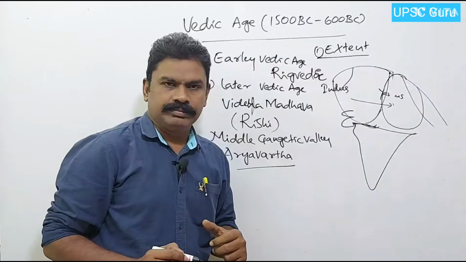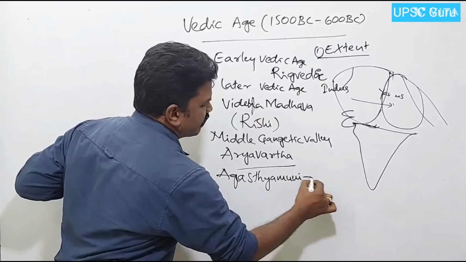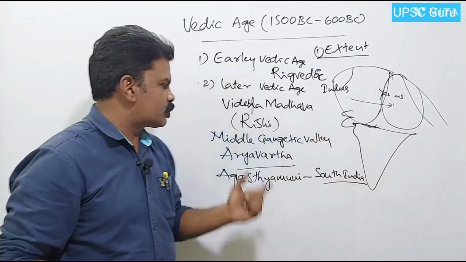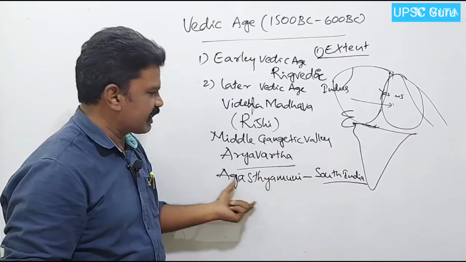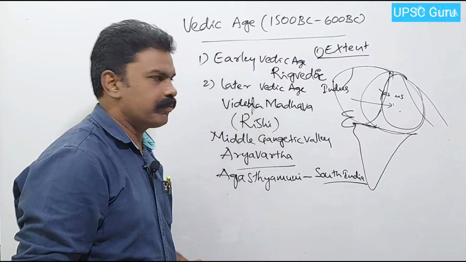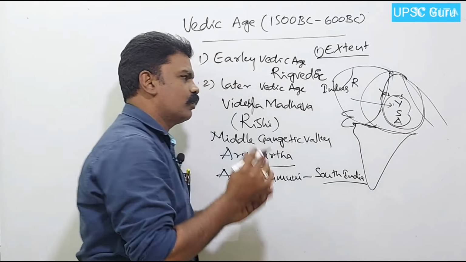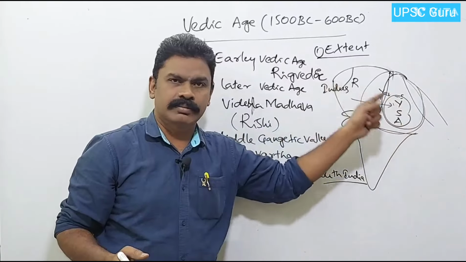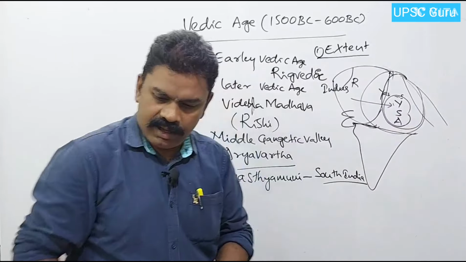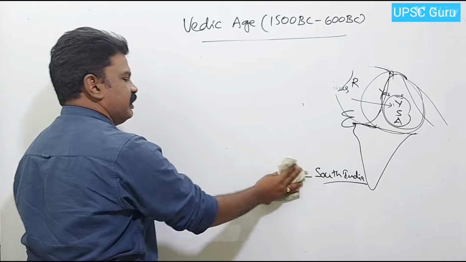And during the later Vedic period, Agastya Muni, another saint, spread Vedic culture to South India. So Vedic culture spread to the east by Vaideha Madhava, and to the south by Agastya Muni. Later Vedic people mostly lived and developed their culture in this area. Rigveda was composed earlier; the remaining three Vedas, Yajurveda, Samaveda, Atharvaveda, and other Vedic literature were developed in this area. So early Vedic people lived in Sapta Sindhu, and later Vedic people lived in Aryavarta, the Middle Gangetic Valley. That was the extent of the early Vedic and later Vedic people.